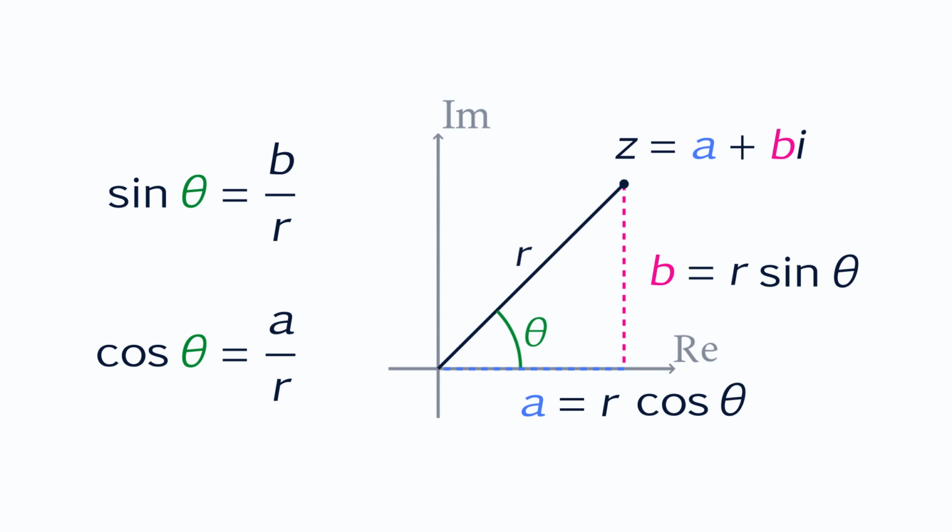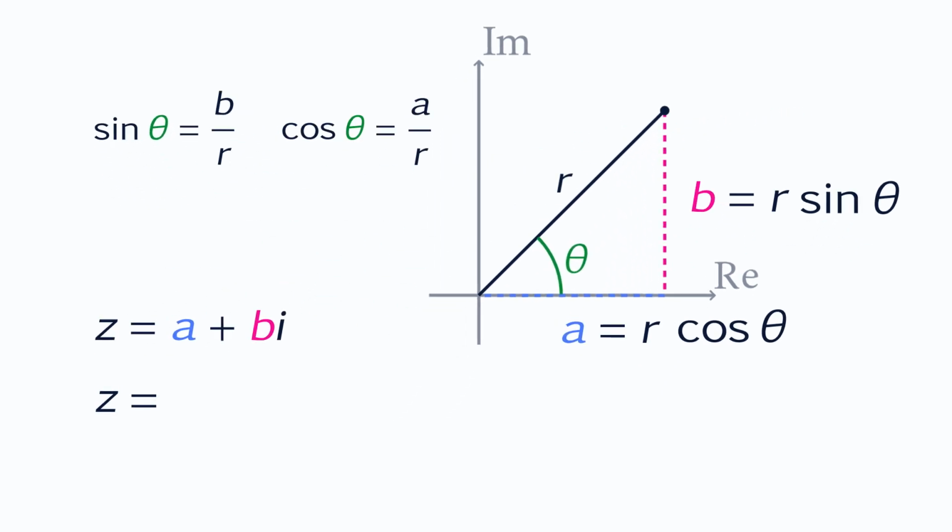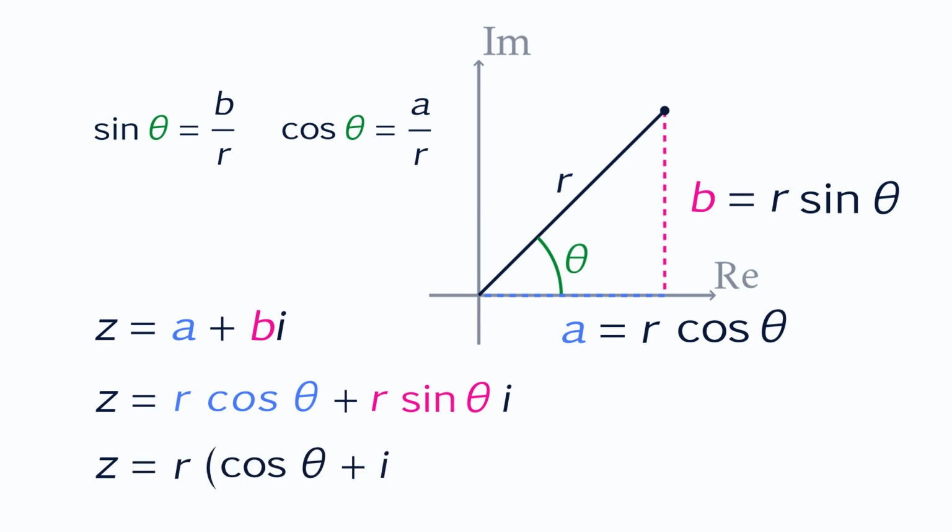Next, let's replace a and b in the equation z equals a plus bi. You get that z equals r times the cosine of theta plus r times the sine of theta times i. By factoring out r and rewriting the last term, you end up with z equals r times the cosine of theta plus i times the sine of theta.